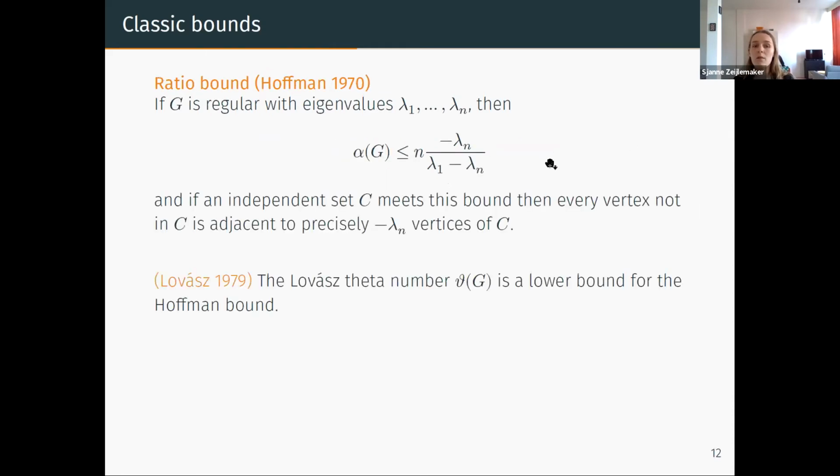The second one that is often used, and that we will also be generalizing, is the ratio bound by Hoffman. This bound only holds for regular graphs, but if the graph is regular, then this eigenvalue expression also always upper bounds the independence number. This bound also comes with a nice condition for equality. It relates to another graph parameter that you may have seen: the Lovász theta number is actually in between alpha and the Hoffman bound, so it is also an upper bound for the independence number. However, the Hoffman bound is much easier to compute, whereas the theta number requires semidefinite programming.